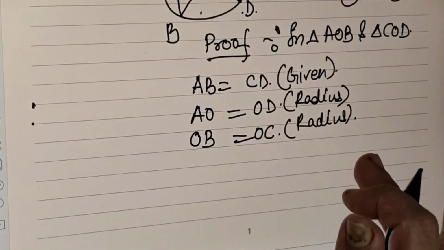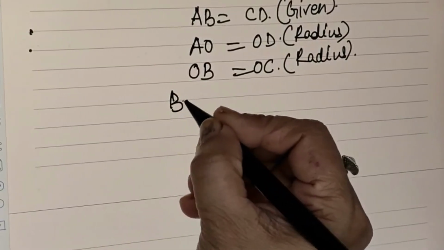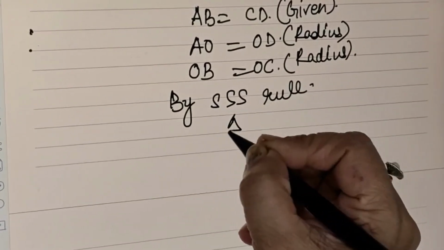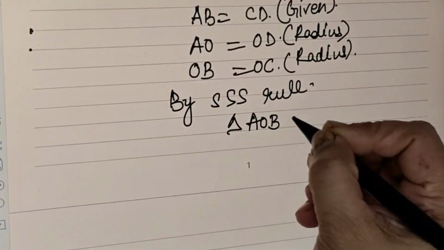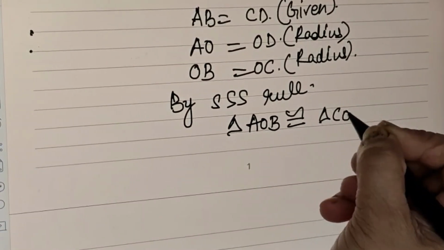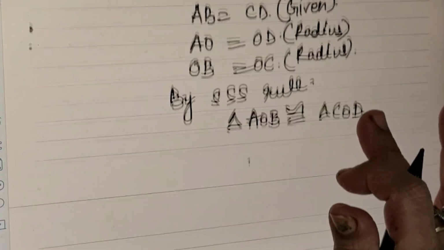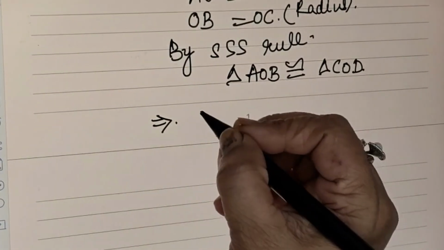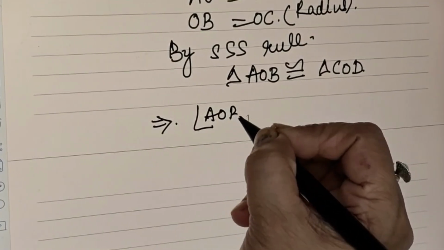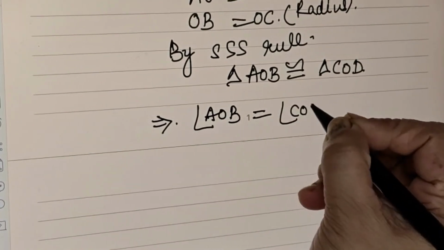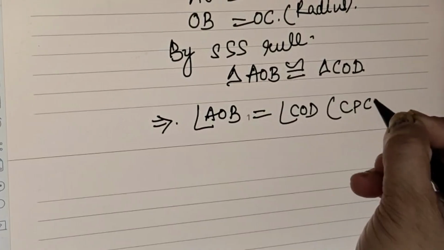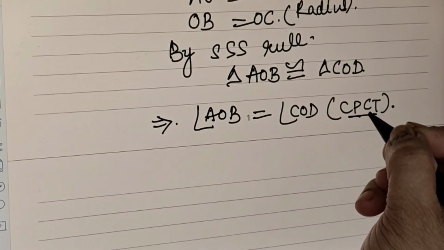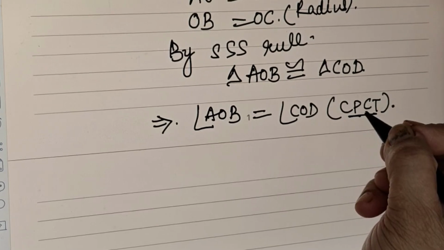Now, which rule? All the three sides, that means by the triple S rule, triangle AOB will be congruent to triangle COD. When you make triangles congruent, what will be happening? The things will be equal to each other. The reason will be CPCT. And what do you mean by CPCT? Corresponding parts of congruent triangles. Understood everyone?